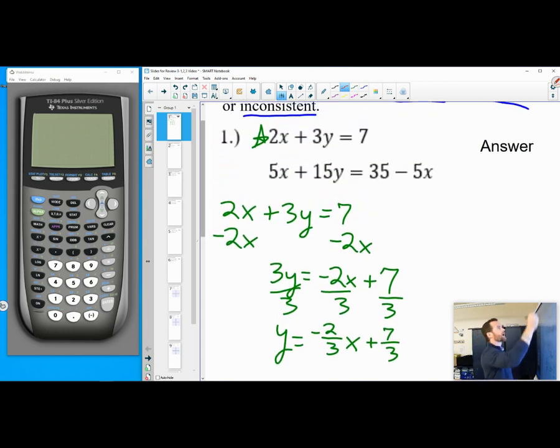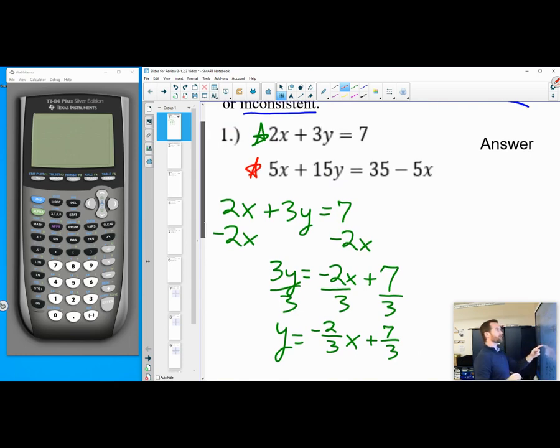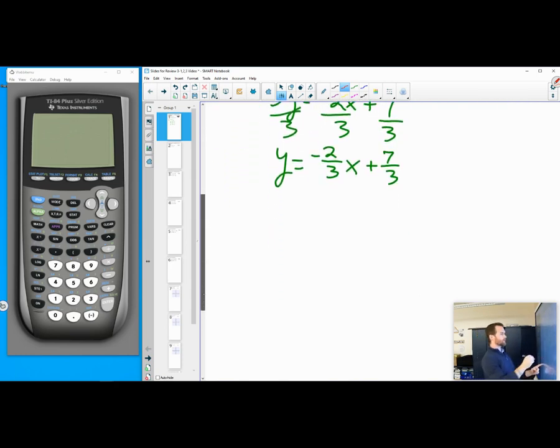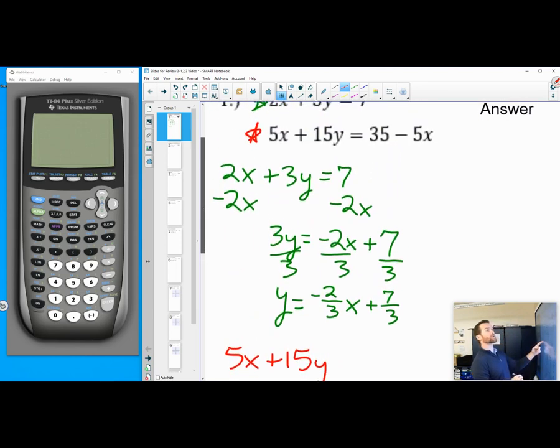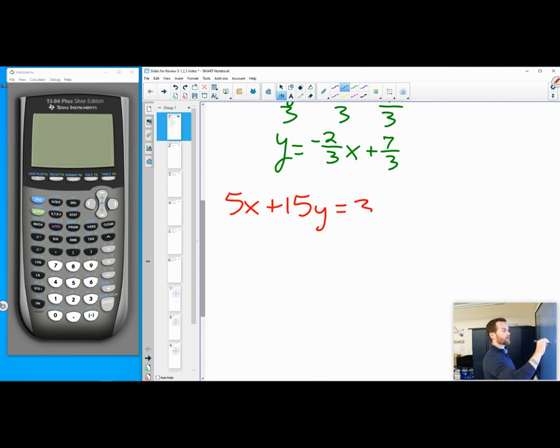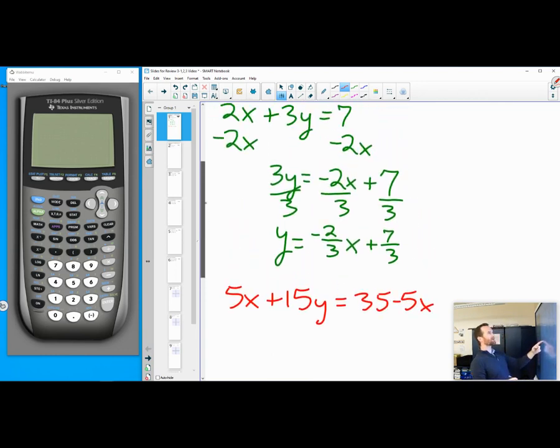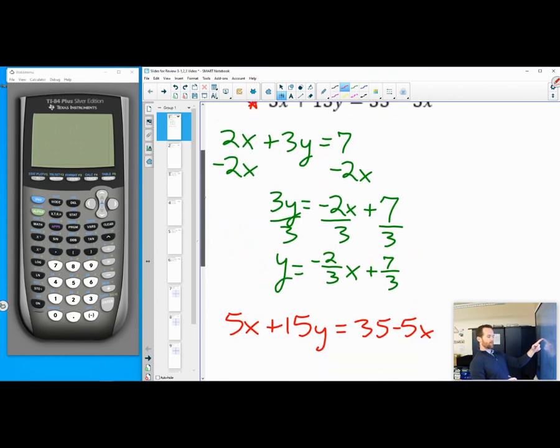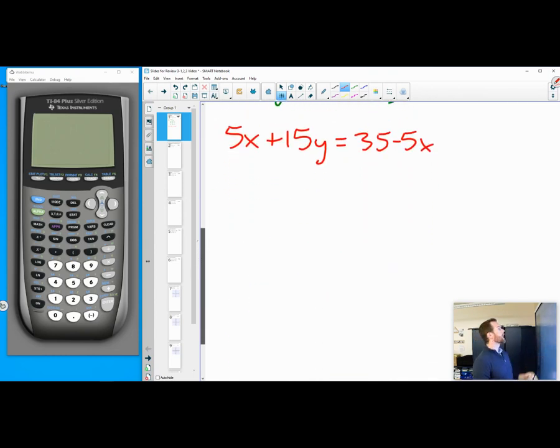Now let's do the red. So let's see. This is going to be 5x plus 15y. So let me write that down here. 5x plus 15y equals 35 minus 5x. Let's double check that one more time. Make sure I didn't miswrite it and screw up the whole problem. Looks good to me. Okay.